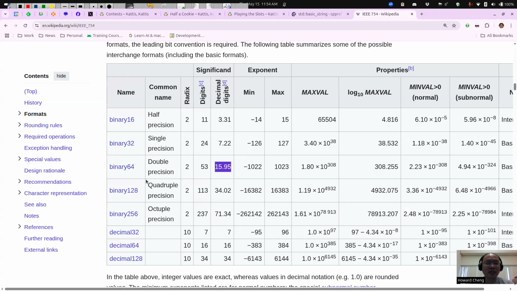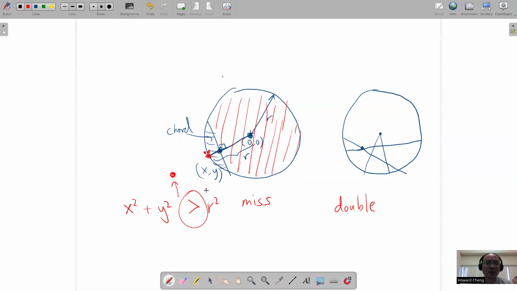Okay, so that's plenty. Now, there's something called quadruple precision. If you really, really want, you can use quadruple precision, and these are called long doubles in C++. And that gives you even more precision. But for most problems, you don't need that. Okay, so that's if you are inside or outside.